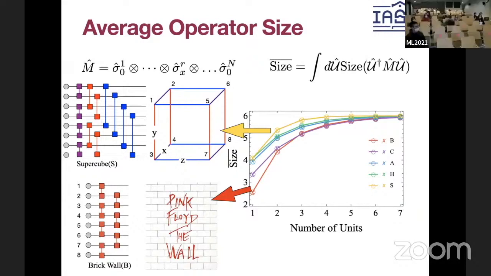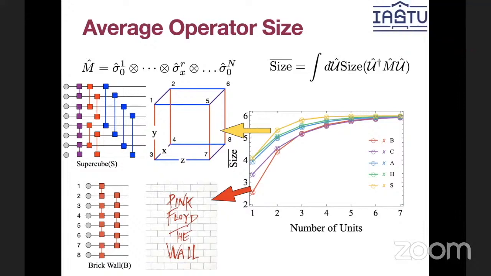So I mean, 4 units of the supercube have the same number of gates as 4 units of the brick wall. Is that correct? Yeah. Okay, thank you.